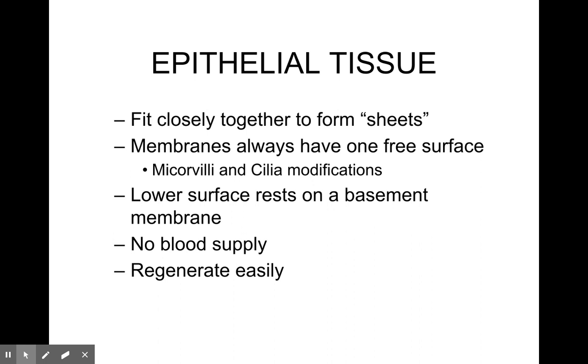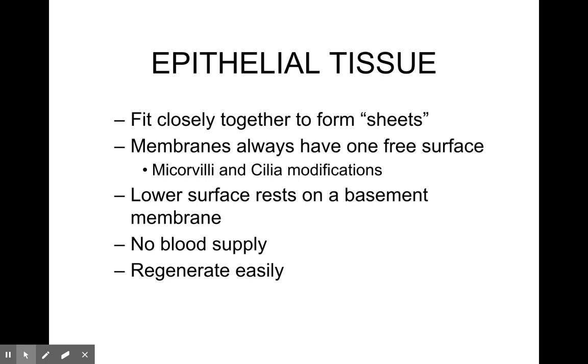There's no blood supply. Another word for this is avascular. Avascular tissue types have no direct blood supply. So there's no actual veins or capillaries or arteries traveling through this tissue type. It gets its nutrients because it is very thin and the cells fit closely together in sheets. So they are able to get nutrients via diffusion.